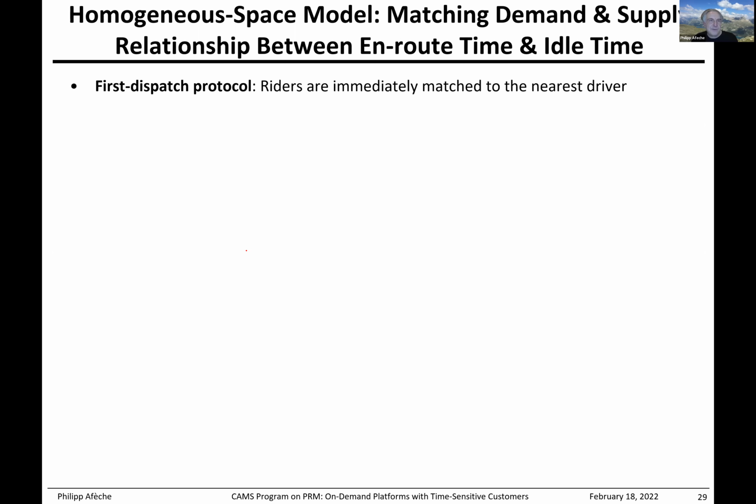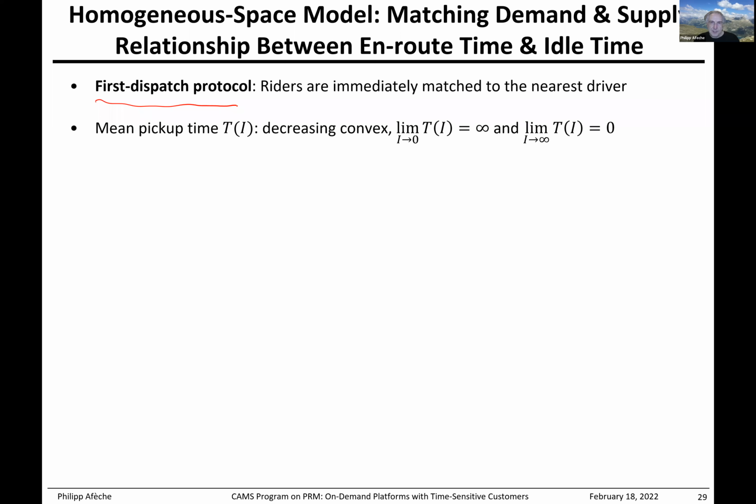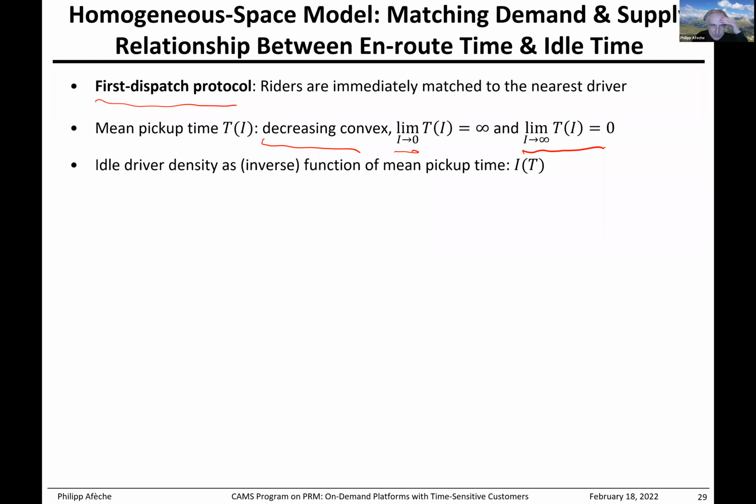Now, for this, it's critical to specify what is the protocol for dispatching, or the matching algorithm, if you want. And the idea here is that in this paper, at least, they start out with a so-called first dispatch protocol. Think of it as a rider request comes in, and it is basically going to match to the nearest driver. The mean pickup time, they assume it to be decreasing convex in the number of idle vehicles. If there's no idle vehicles, this pickup time is going to blow up. As the number of idle vehicles goes up, this pickup time vanishes. Think of lots of idle cars everywhere. And because this is strictly monotone, the inverse function, which is used in some of the analysis, has the same properties.